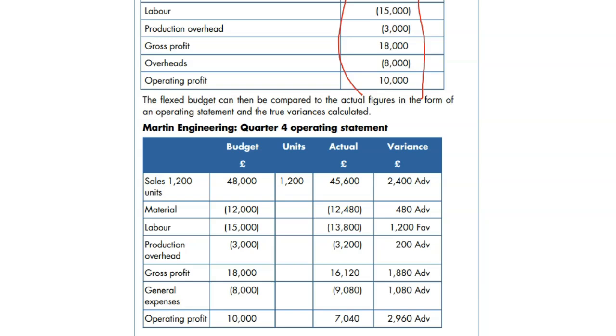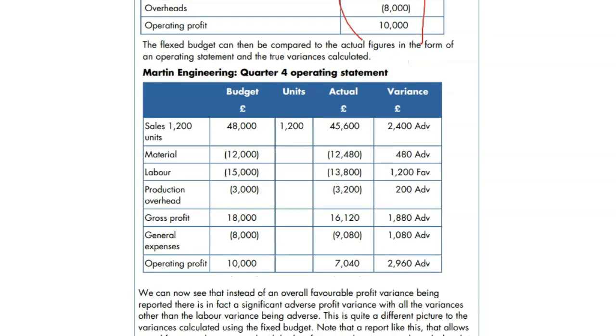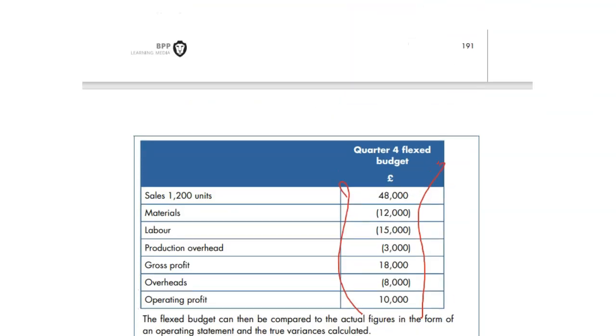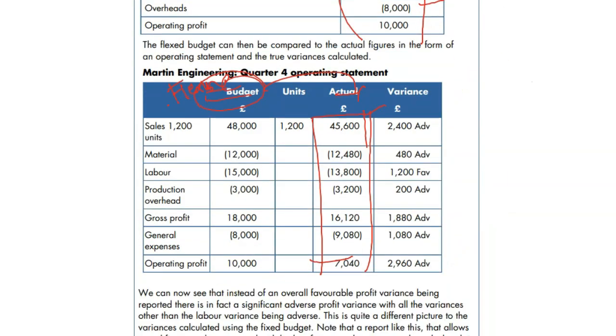We're going to compare flexible budget with actual. This budget is basically flexible budget. Flexible budget, we got to compare with the actual. Now, actual is given in the question. Budget is given as well. We had to do the flexible budget. We had to do this 48,000, 12,000, 15,000. 3 and 8 is there, but we had to do it. We have done it. Now let's compare it.